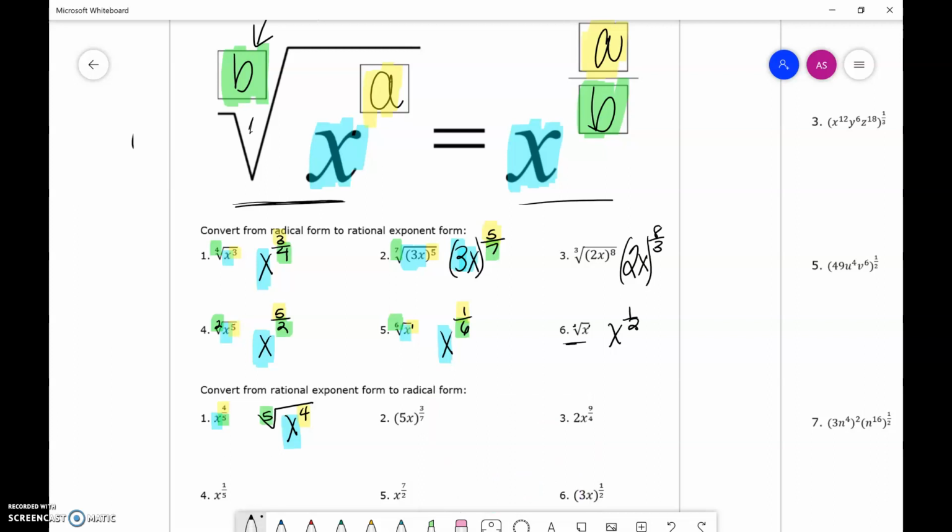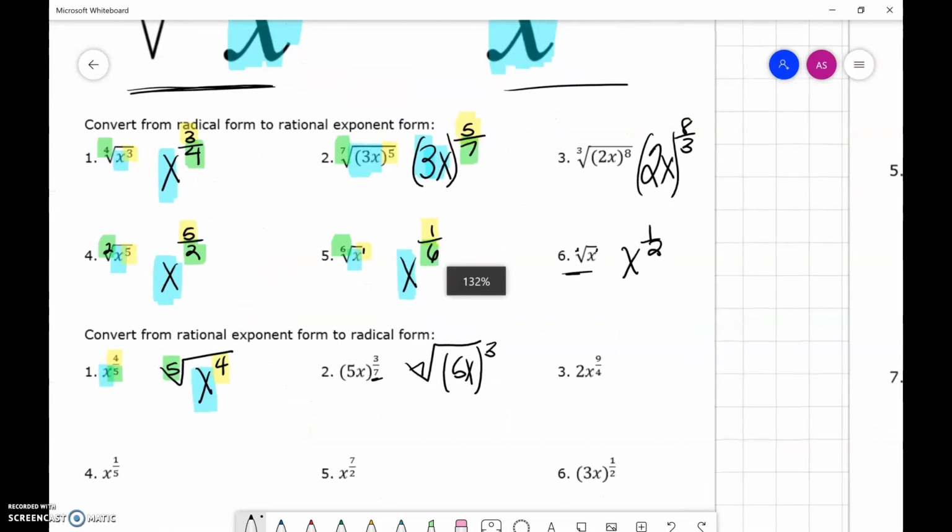Okay. So here, same thing. This will be the 7th root of 5x, and I'm going to keep the parentheses since it started off in parentheses. So this will be the 7th root of 5x to the 3rd power. Okay. Now here's a little tricky.